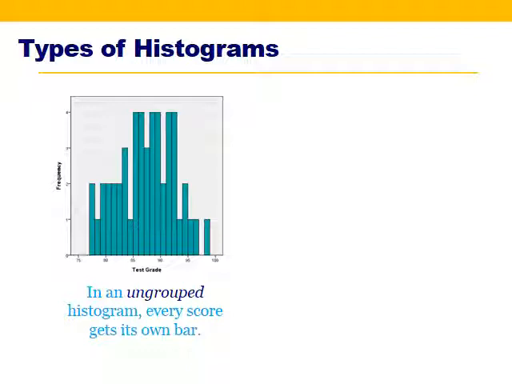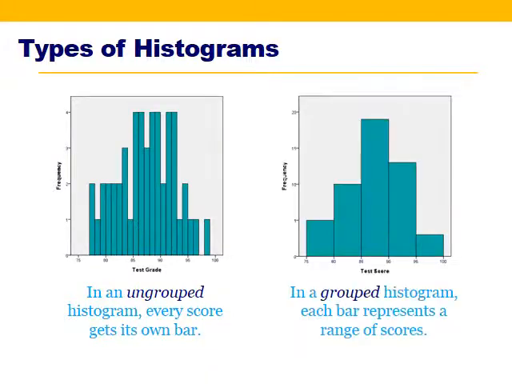The alternative is that we can group some of these bars together, in which case we end up with something called a grouped histogram. Now, on this graph, rather than each bar indicating one individual score, each bar represents a range of scores. For example, in the ungrouped histogram, we can see that 2 people got 77s, 1 person got a 78, and 2 people got 79s, because each of those scores has its own separate bar.